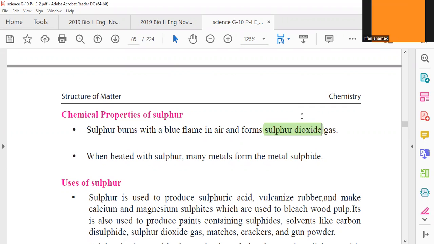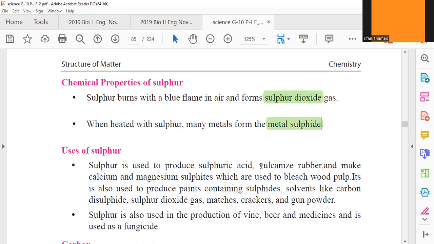Sulfur can react with almost all the metals. When it reacts with a metal, it will form a product called metal sulfide. Say iron reacting with sulfur will form iron sulfide. Cadmium reacting with sulfur will form cadmium sulfide. Zinc reacting with sulfur forms zinc sulfide. Like this, sulfide compounds will be formed.